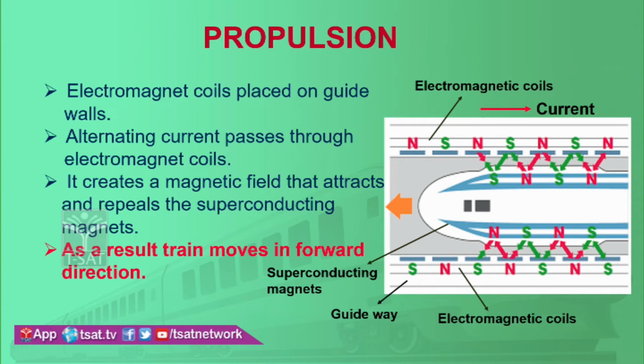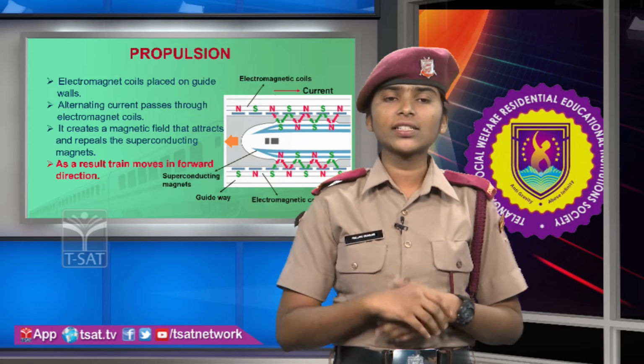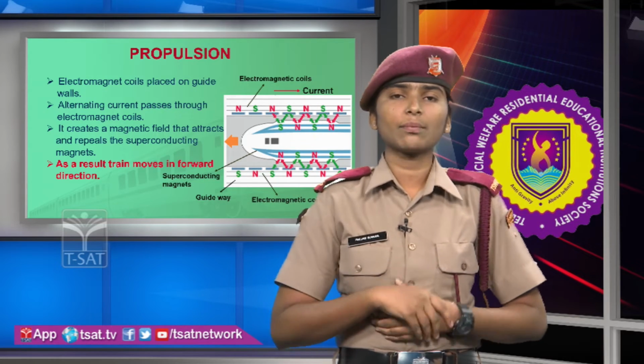The next function of the maglev train is propulsion. Electromagnetic coils are placed on the guide walls of the guideway, then alternating current passes through the electromagnets. As current is passing, automatically a magnetic field will be induced. It creates a magnetic field that attracts and repels the superconducting magnets.